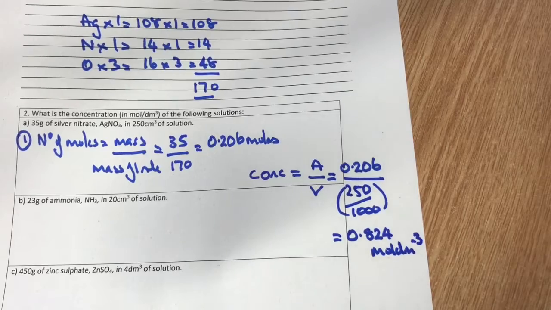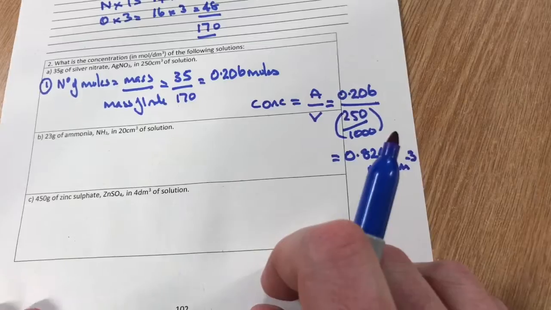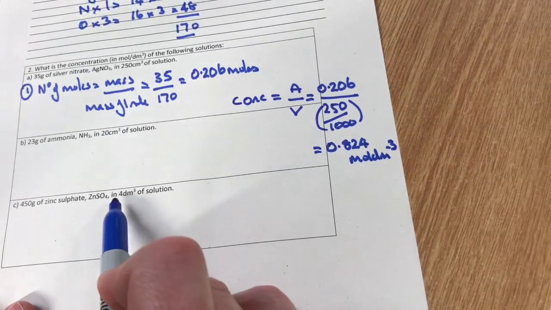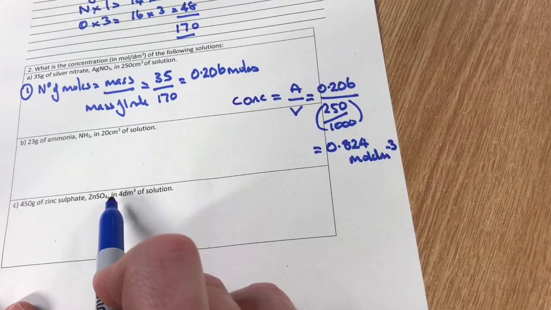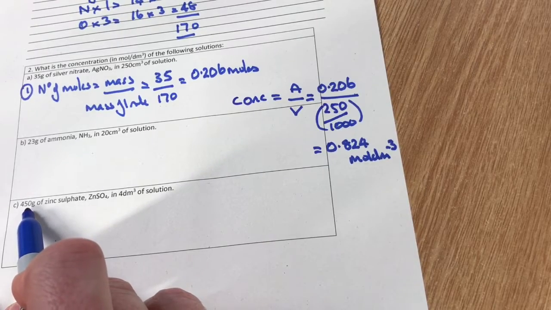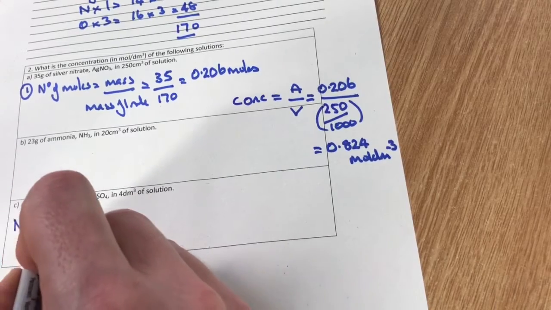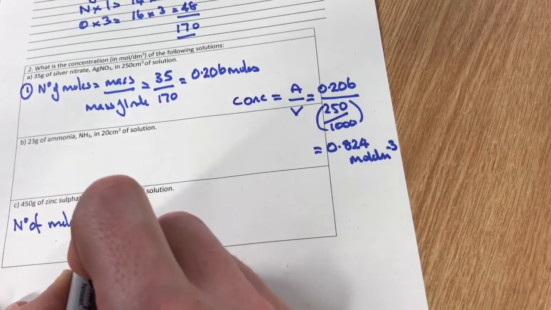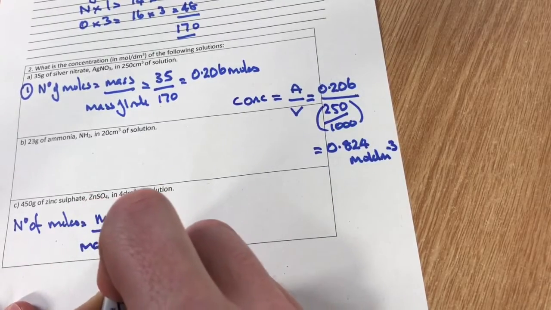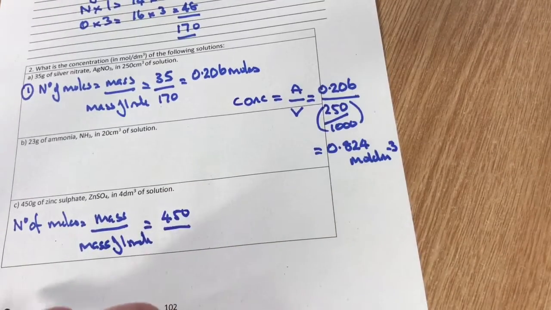Okay, so that's the first example for you. I'm going to do one more on this page if I can squeeze it in at the very bottom here. This question says we've got 450 grams of zinc sulfate in 4 decimeters cubed, and again it wants us to convert this to moles per decimeter cubed. So first job is to convert that grams to moles. So first job is number of moles, and number of moles again is mass divided by mass of 1 mole. So the mass is 450. The mass of 1 mole, we'll do that down here.